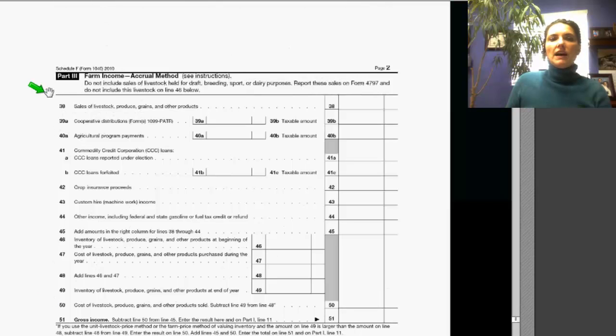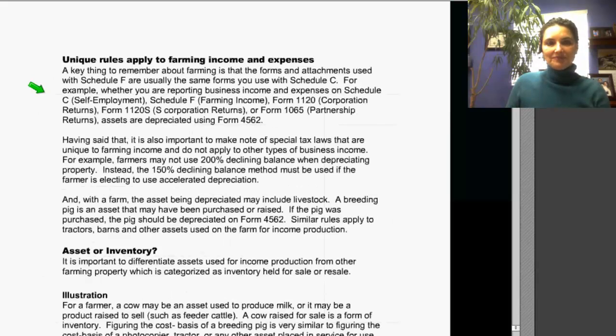And on page 2, we have farm income under the accrual method. And of course, for information on how to prepare Schedule F, that would be a whole course in and of itself. So I'm going to leave it at that today. But I did want to point out some of the unique rules that do apply to farming income and expenses.